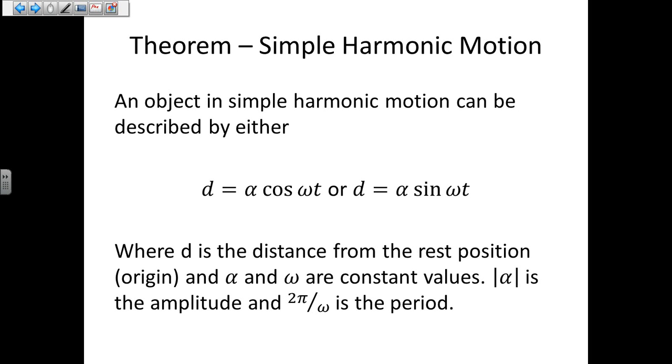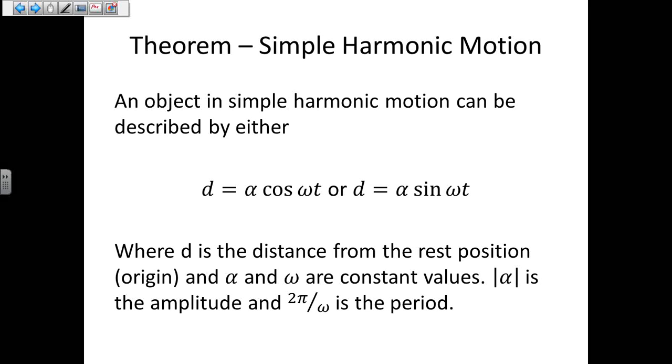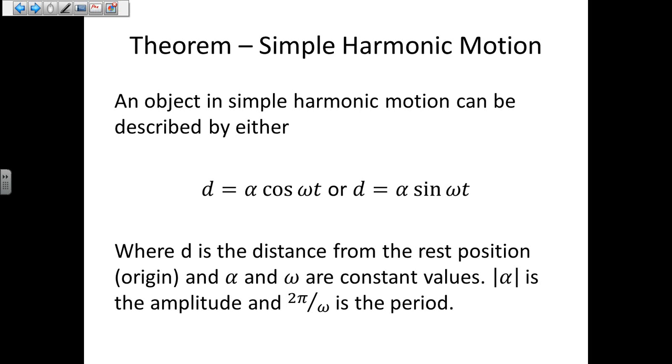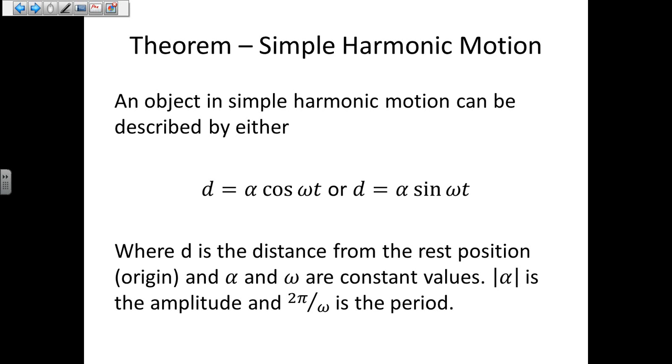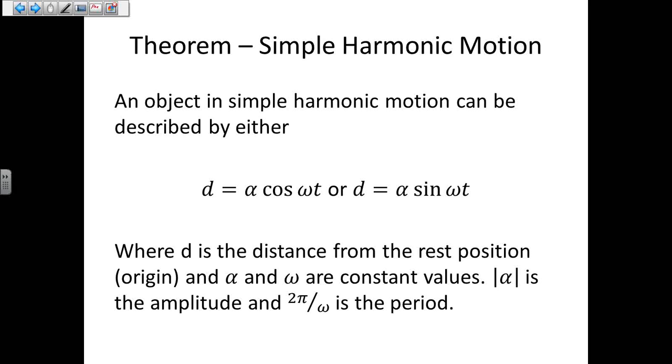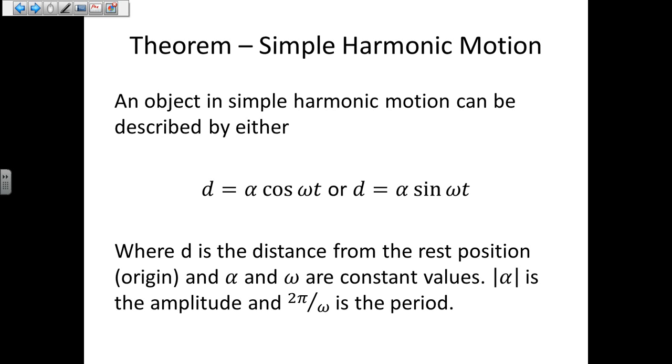Now again, d is the distance from the rest position, the origin. Where would the pendulum, the tuning fork, or the spring be if it was not vibrating? Alpha and omega are constant values that we need to figure out. That alpha is our amplitude, and then 2 pi divided by omega is the period. The period is the time that it takes for one full oscillation, one full back and forth motion.